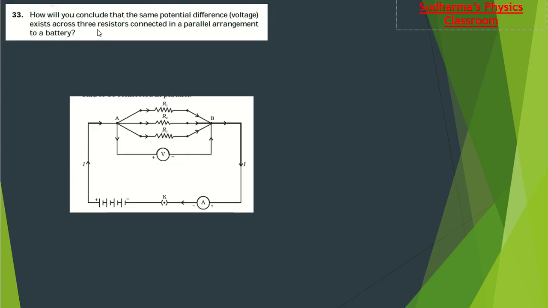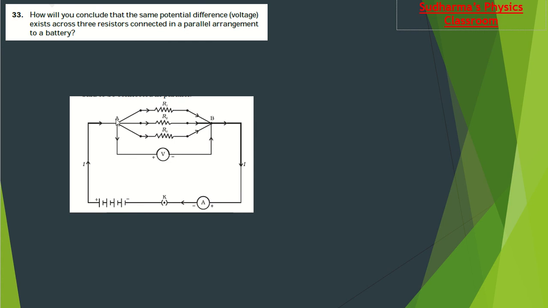The next one is, how will you conclude that the same potential difference exists across 3 resistors connected in parallel arrangement to a battery? So we have to prove that the same potential difference exists across 3 resistors connected in parallel arrangement to a battery. So we have to connect a voltmeter. The experimental arrangement is this: 3 resistors are connected in parallel. You are going to connect the voltmeter across R1. So you have to draw only one diagram, then you have to explain it.